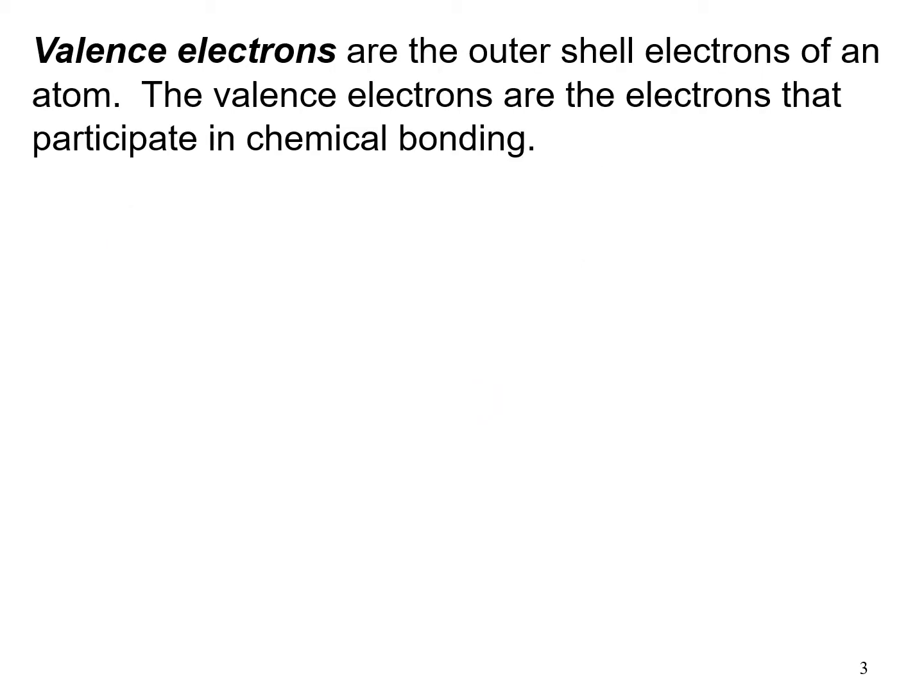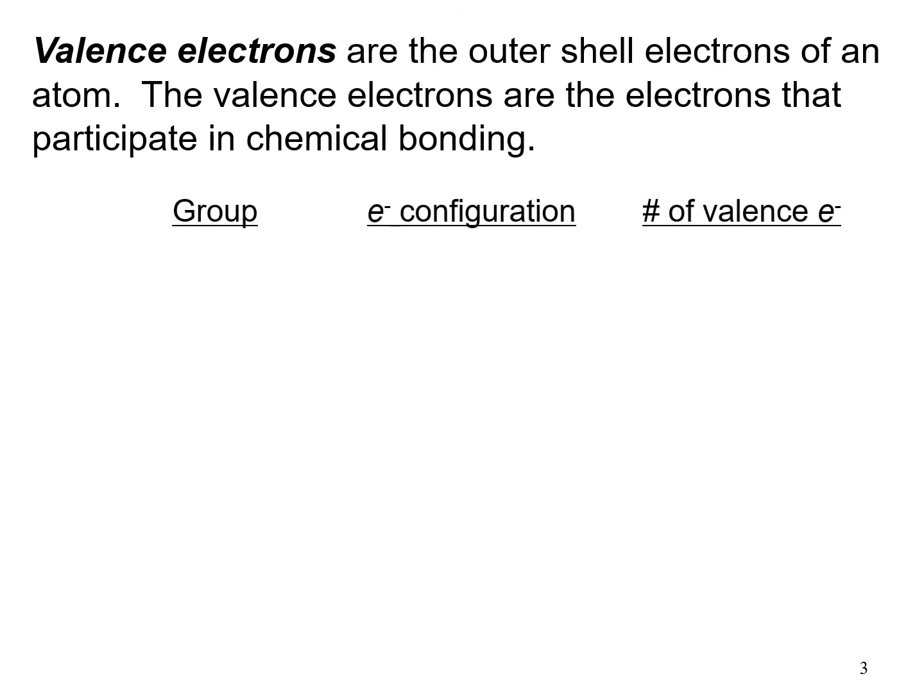Valence electrons, as we know, are the electrons that occupy the highest principal energy level in an atom. So they are in the outermost shell. The valence electrons are electrons that participate in chemical bonding or are lost or gained: lost if you're a metal forming a cation, gained by nonmetals if you're forming an anion.